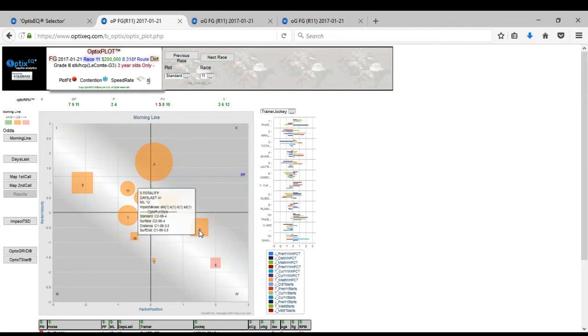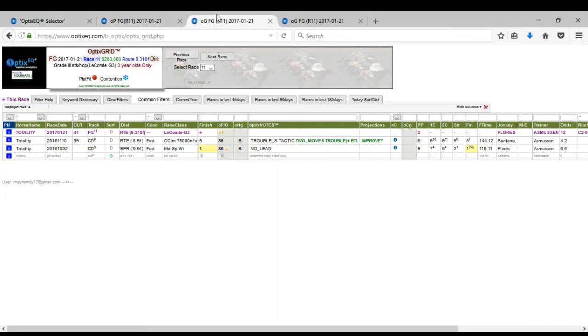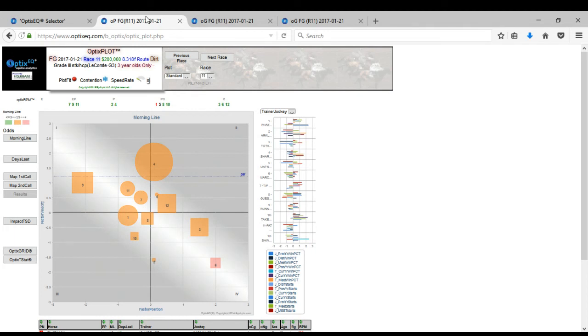Down in quadrant four, but 4 lengths back, 3.5 lengths back. Maybe he's further back if the pace does get hot. But in a good spot that if there is some contention, we'll be running on. I'll talk about that Remington race.